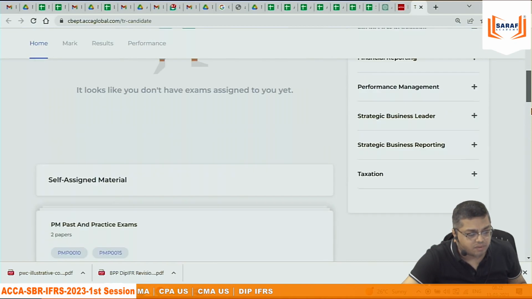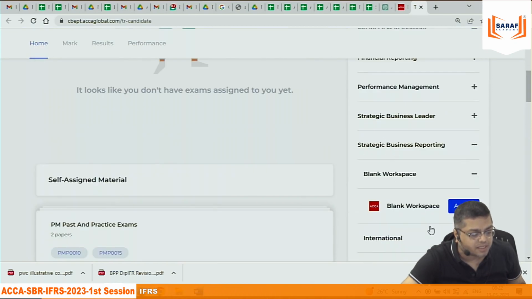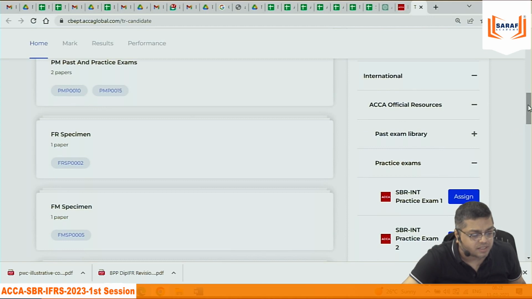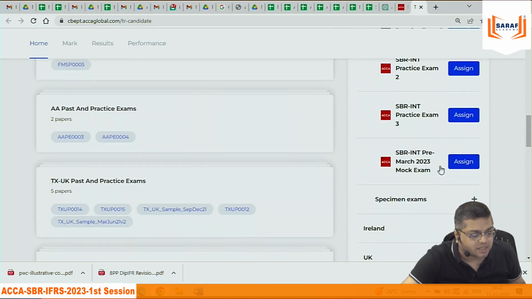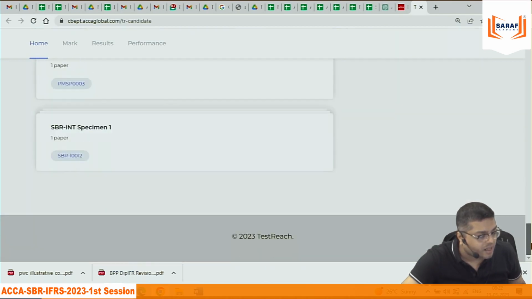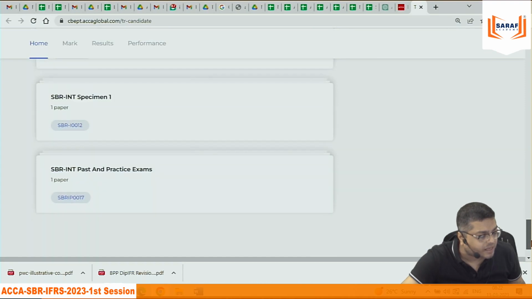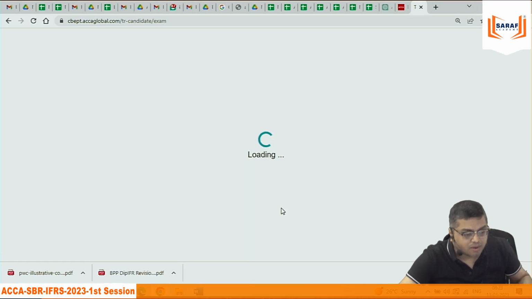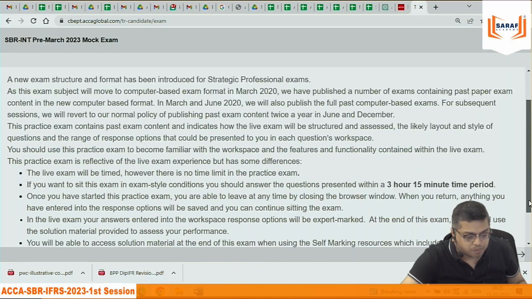Whenever we log in with our ID password, it takes you to strategic business reporting, under international, official resources, practice exam. I am opening the practice exam. This is March 2023 practice exam. So, SBR international past and practice exam, March 2023. This I have opened, because this is as per the new norm.